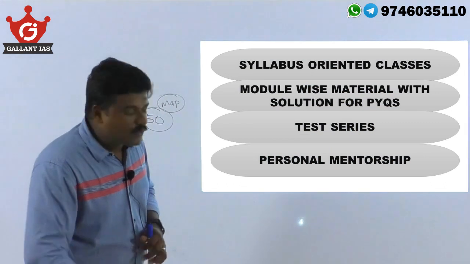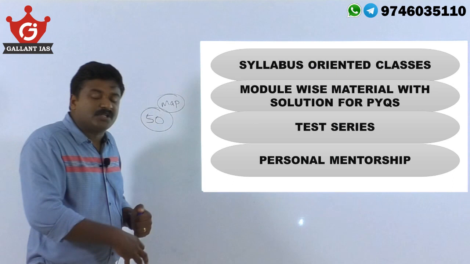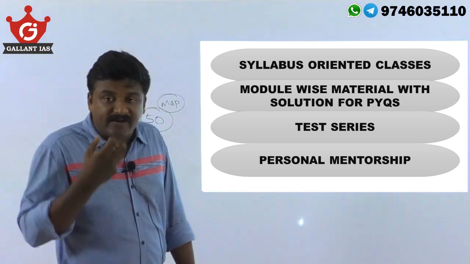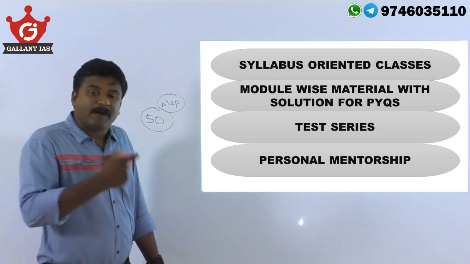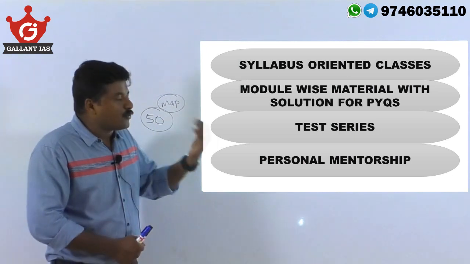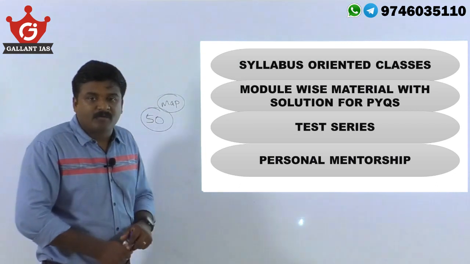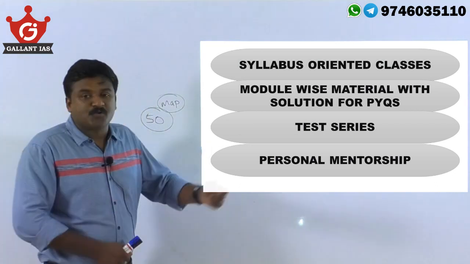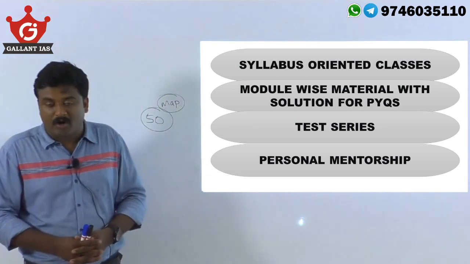But what I am saying is, always take care that you finish the syllabus within the time limit, and in an effective manner. Also you have to cover paper 1, paper 2 without difficulties. So syllabus-oriented classes will be provided. Module-wise material with solutions for previous year's questions will be provided. Test series will be provided, and personal mentorship will be provided. So these are the basic features of our history optional.